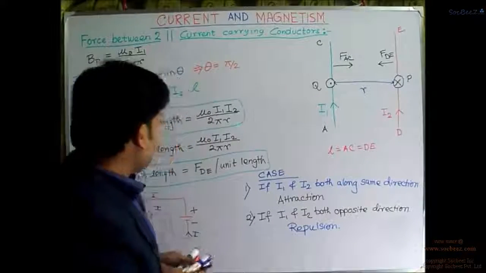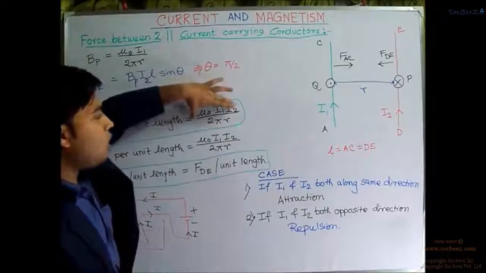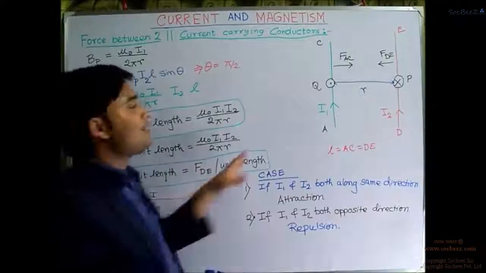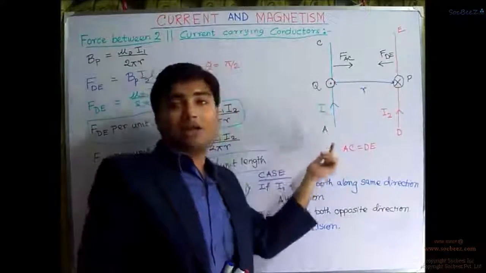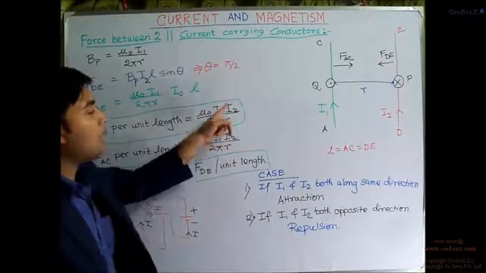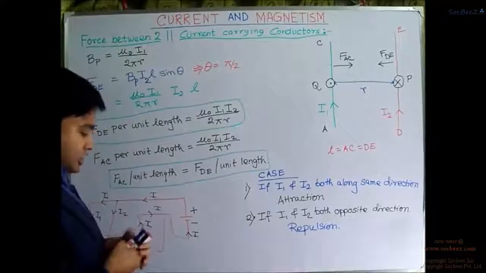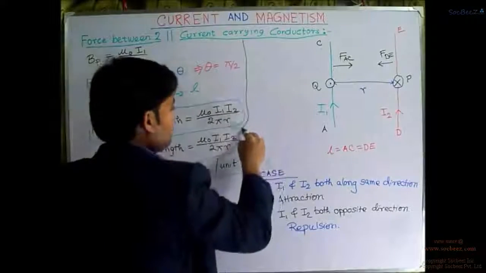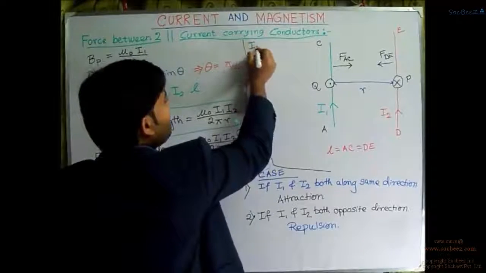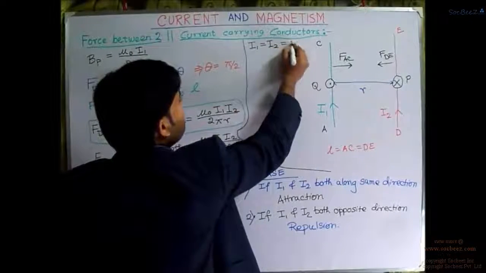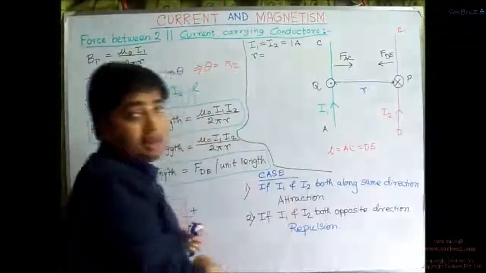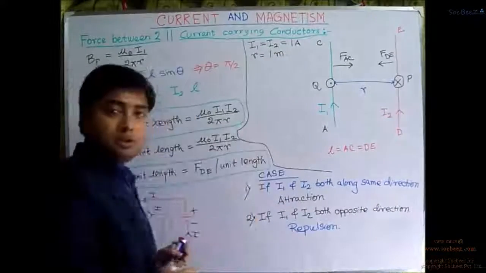Right? Now, if we observe this expression, the Lorentz force, or the force that is exerted on one of the conducting wires due to the current in the other conducting wire, we could see that it is equal to mu naught multiplied by I1 I2 divided by 2 pi r. Let us check, for the time being, that here I1 equals I2 equals 1 ampere, and the value of r, the distance of separation between them, equals 1 meter.